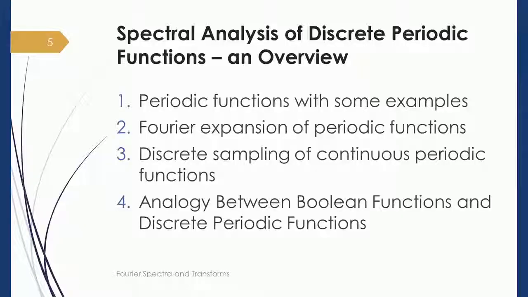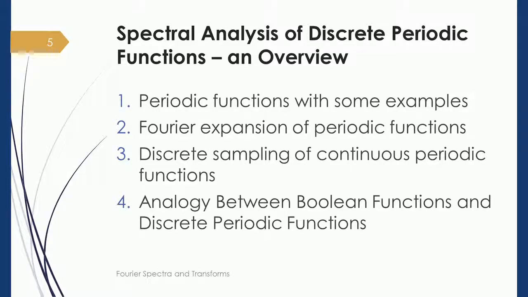Now that we have seen the Fourier spectrum of Boolean functions, let us move on to spectral analysis of periodic functions, in particular discrete periodic functions. And let us begin with an overview of how we will approach this topic. First, we will look at periodic functions with some examples, and these are going to be continuous functions.